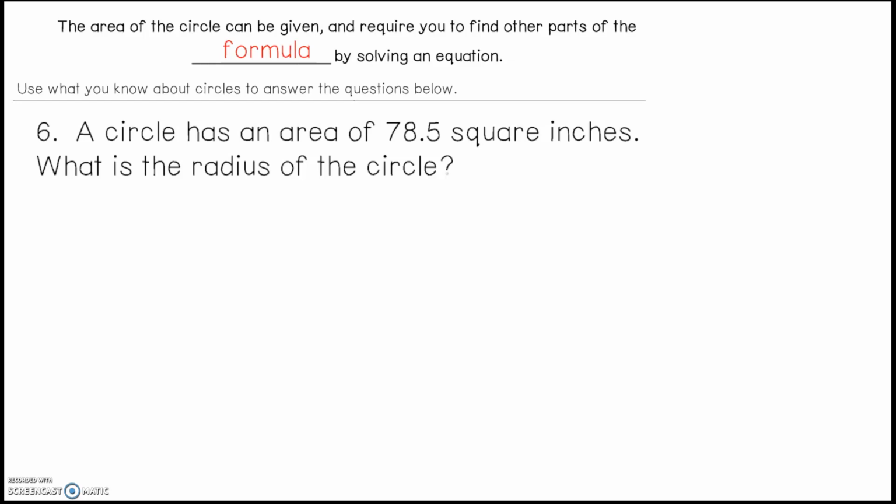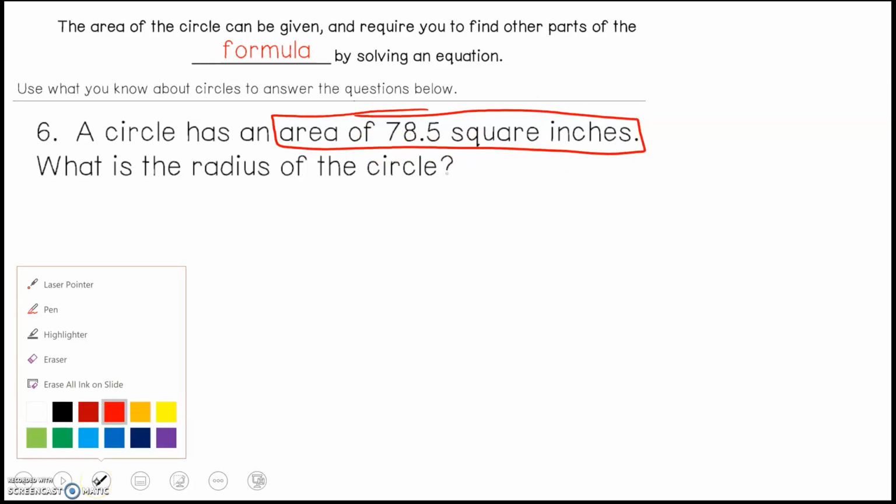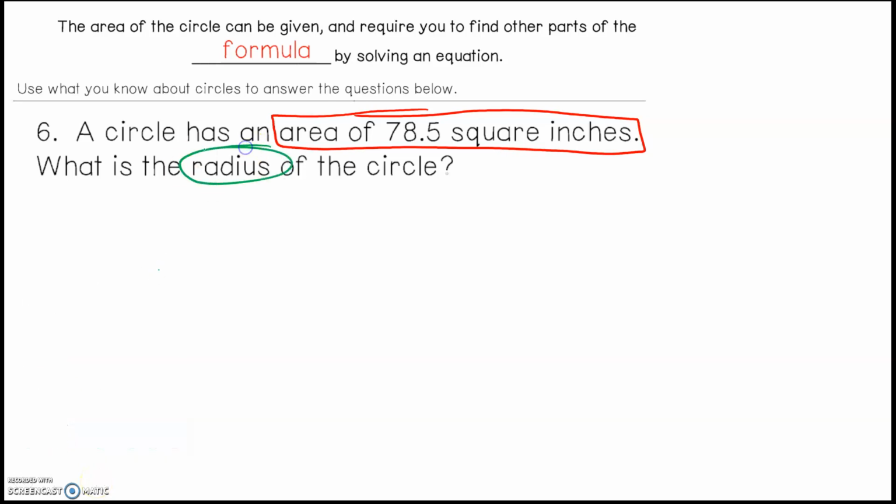Okay, here's part two. Here's the example problems 6 through 9. So we have a circle that has an area of 78.5 square inches. What is the radius is what we need to find. Radius of that circle. So we've got this thing. It's 78.5 square inches inside. And we need to figure out what the radius is going to be.